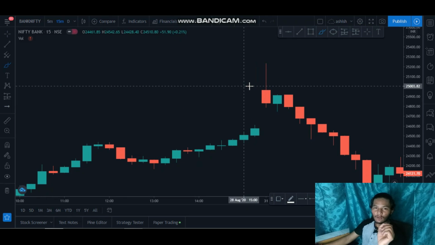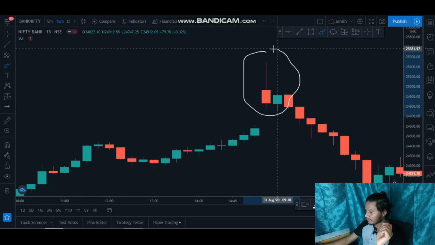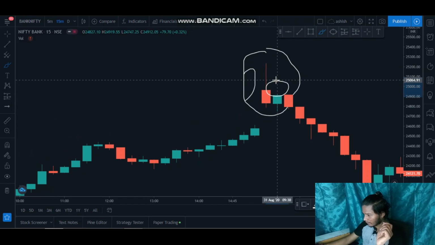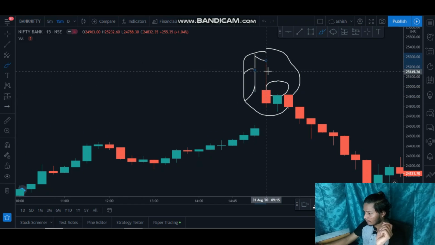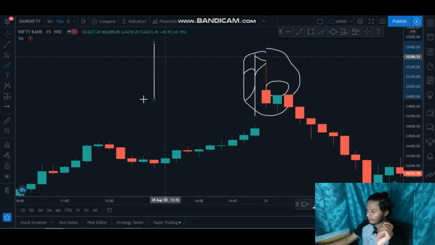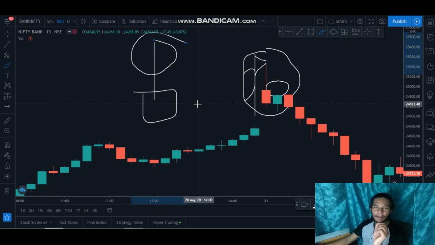One more very good example here, again 9:15 Bank Nifty, the opening candle. The market tried to go higher, but sellers were more dominant in the market and they closed the market low here, downside. So the market opened here, tried to go up, but sellers came and closed the market low. So here the wick of the candle is very important.